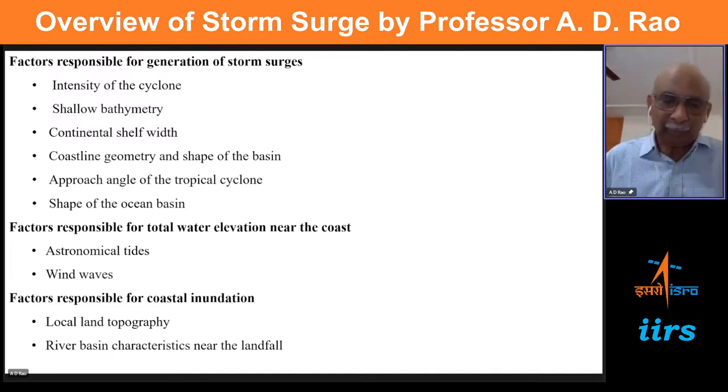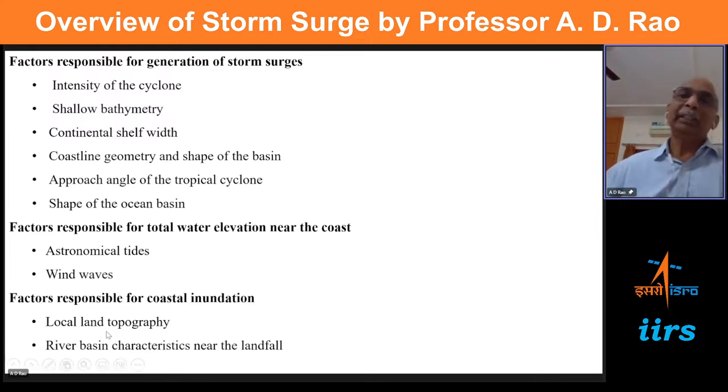Suppose you have more mangroves. For example, in the Sundarbans there are many mangrove systems. That will prevent coastal inundation also. So you need to have more mangrove systems along the coast so that you can arrest the propagation of the total water elevation inside the land. So that will also be very important.